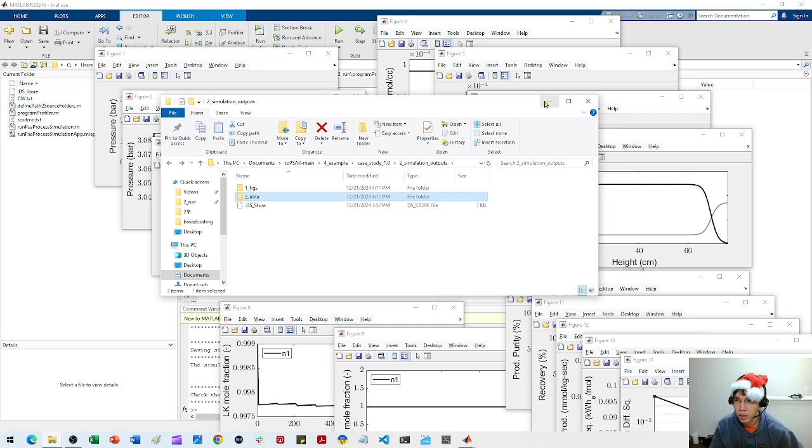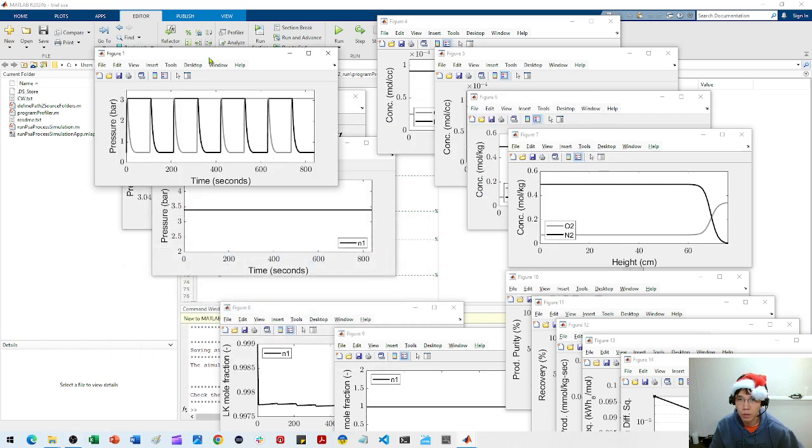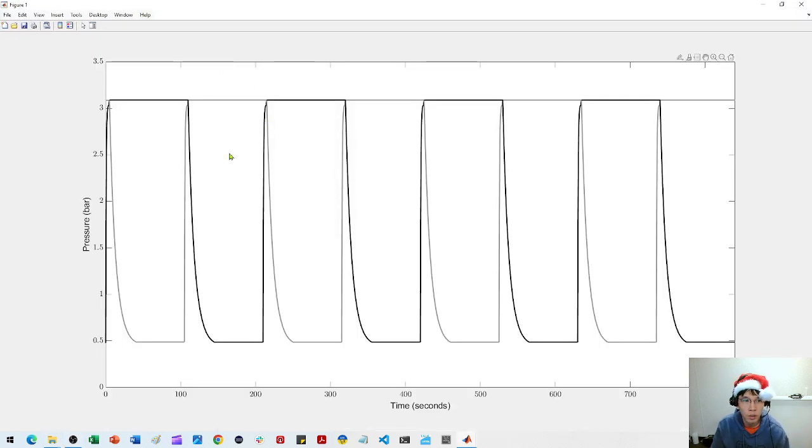Let's actually talk about these plots. The first plot is the pressure profile for adsorption column number 1, which is this dark solid line, and the gray one is column number 2. Notice that at all times, one of those two adsorption columns is in the production phase, or high pressure feed. This allows us to continuously produce purified oxygen. That's why we're running these two columns side by side. One is in the production phase, the other in the regeneration phase.